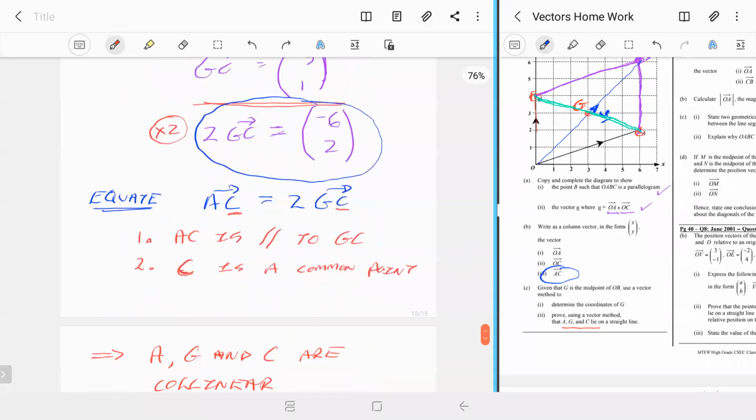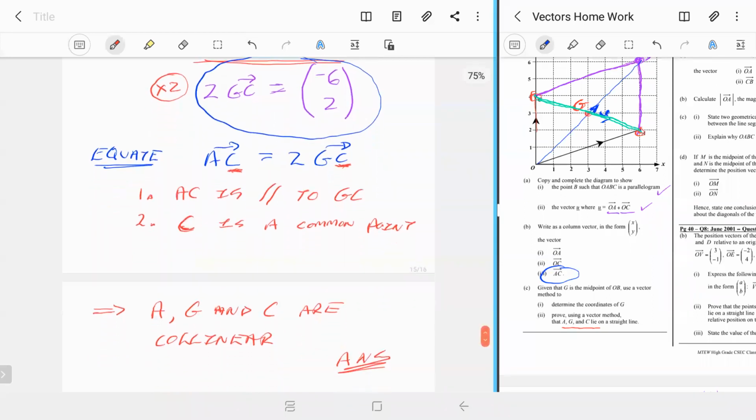And that's it. And we have to write these two conditions for showing collinearity. Show that you have parallel vectors and state the common point. In this case, the common point is C. And I normally underline it so the examiner sees it. All right. So basically, that's it.